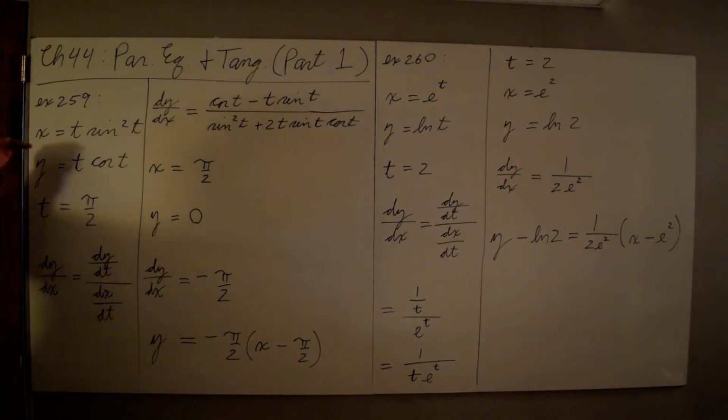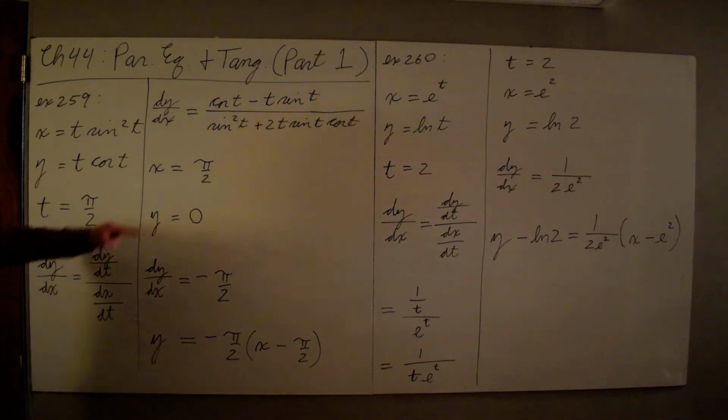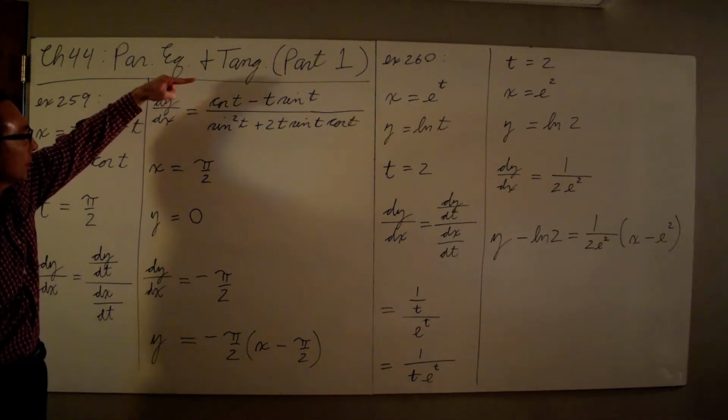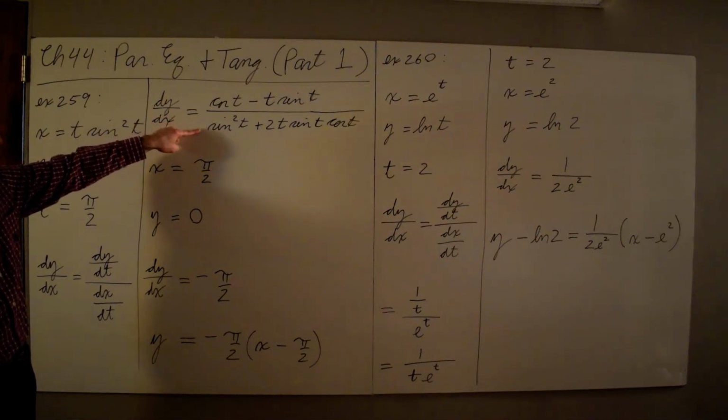And so here are the equations, and we want to find the equation of the tangent line at the point where t is pi over 2. So we start by calculating the derivative of y with respect to x, which is the derivative of y with respect to t divided by the derivative of x with respect to t.